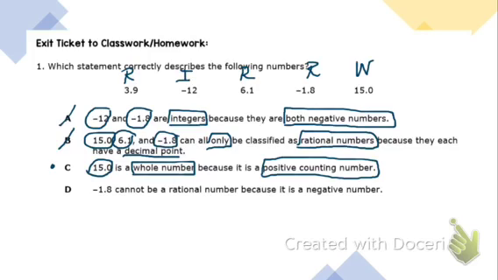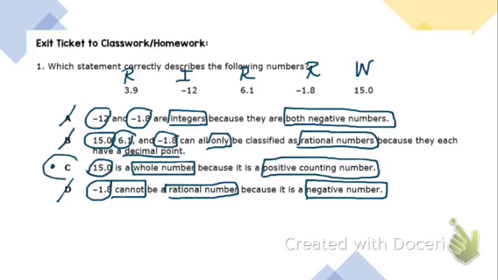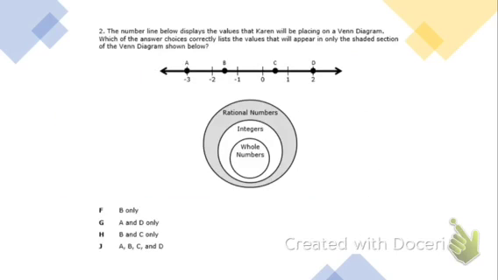And D, negative 1.8 cannot be a rational number. So they're saying it's not rational. Let's see why. Because it's a negative number, which that is incorrect. Rational numbers can be negative or positive. So D is incorrect. C is the correct answer. Okay, let's see how you did on number 2.